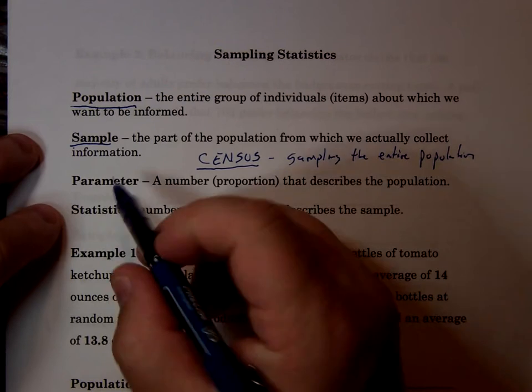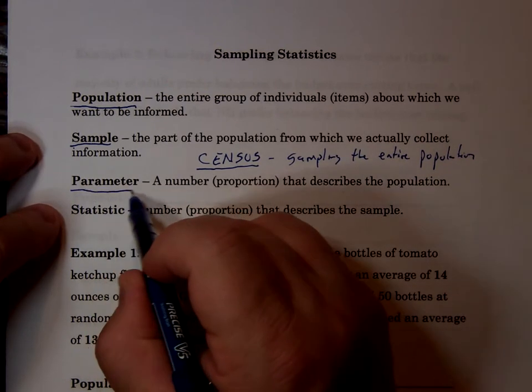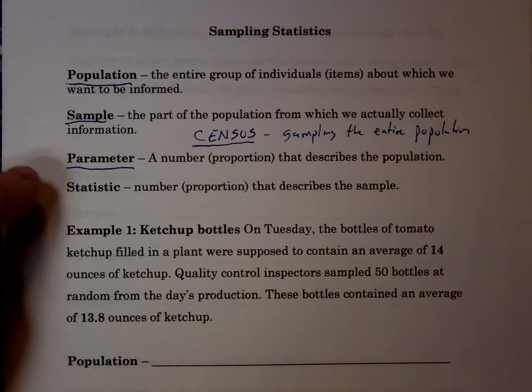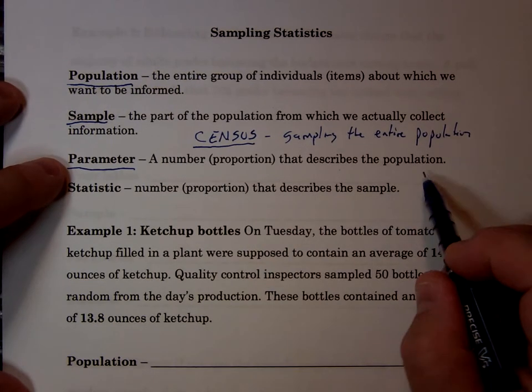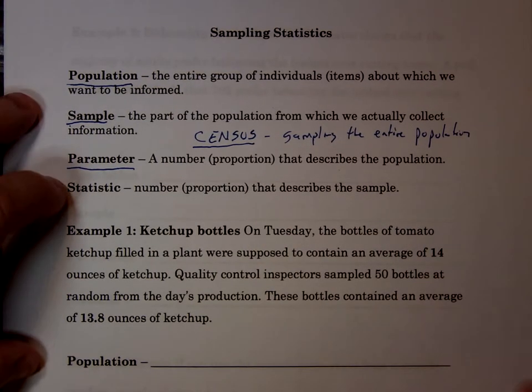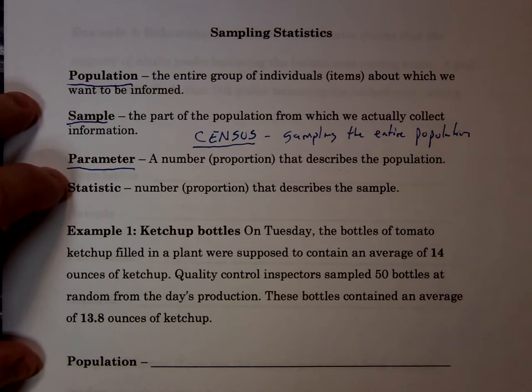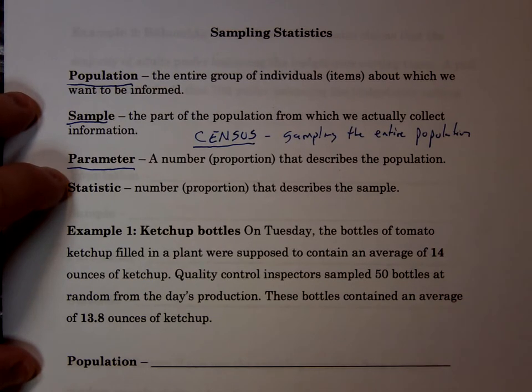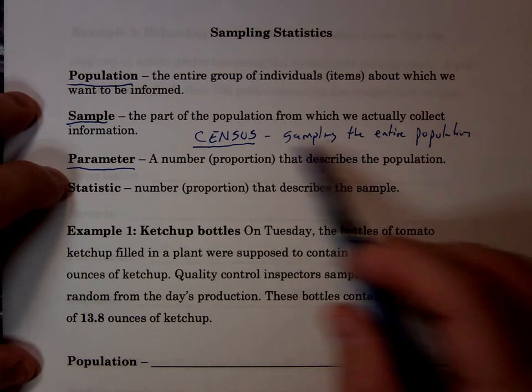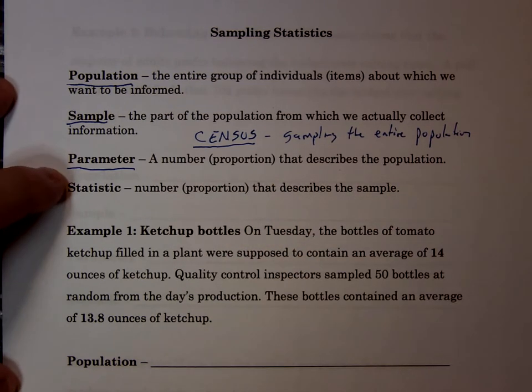Okay. The word parameter. That is the number or the proportion that describes the population. Sometimes it'll just be an unknown parameter. We won't know the actual statistic, the actual proportion for the entire population. Sometimes there will be a guess of what we think the parameter is.